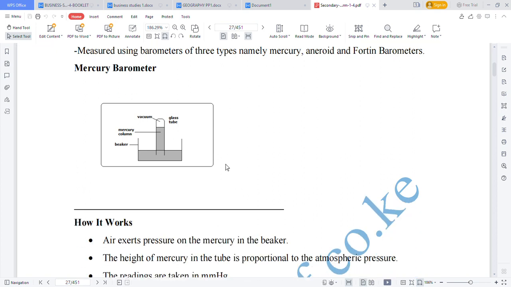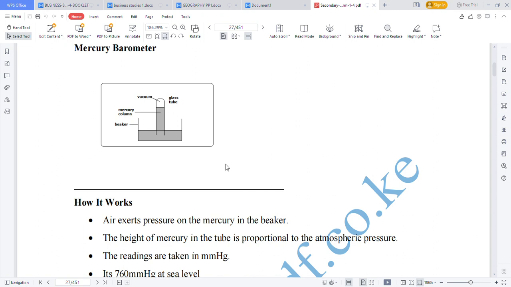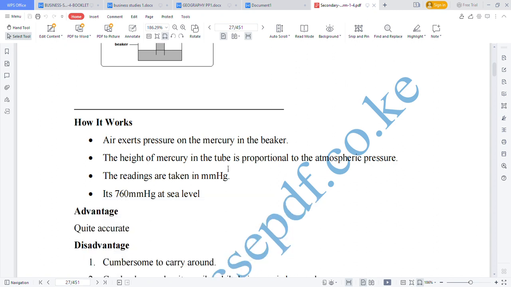Let's look at the mercury barometer. How does a mercury barometer work? You have also read this in physics if you are doing physics. Air exerts pressure on the mercury in the beaker. The height of mercury in the tube is proportional to the atmospheric pressure. The readings are taken in millimeters of mercury.